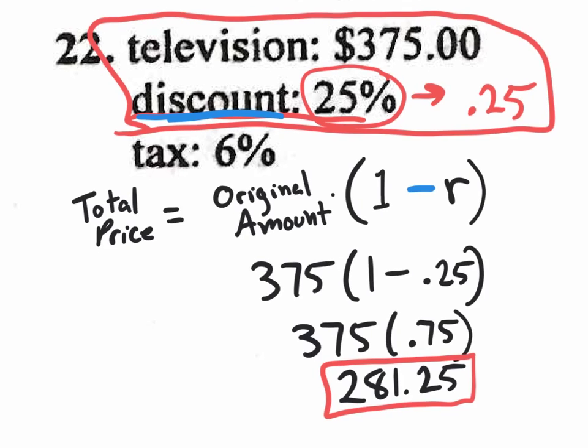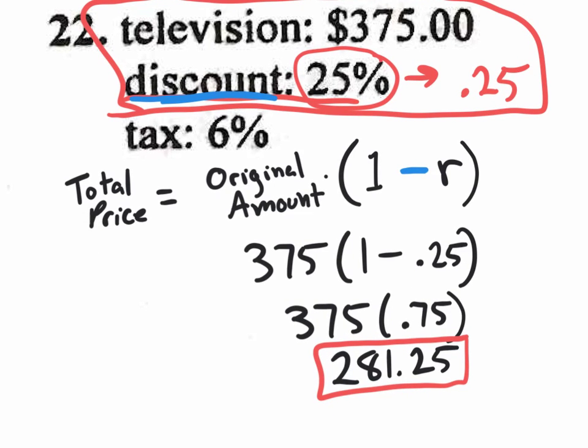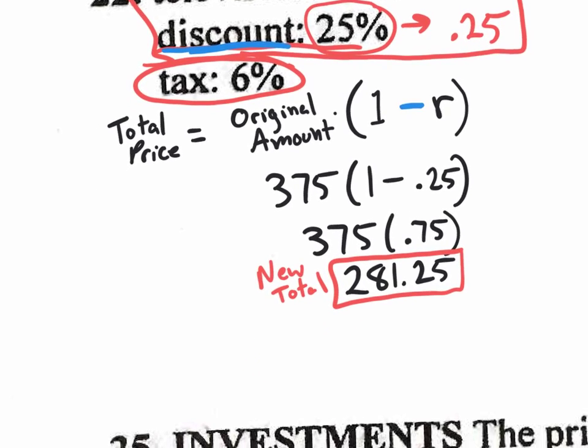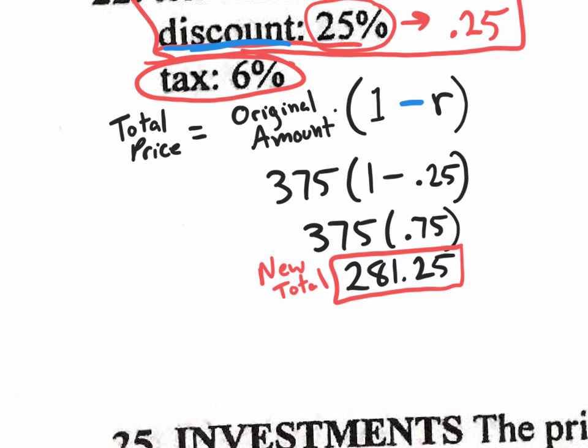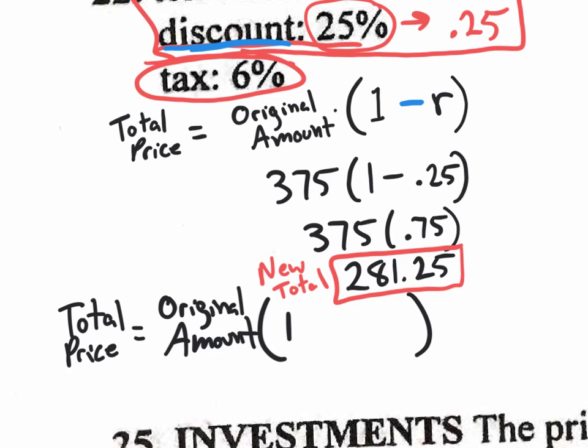So this is our new total price. Okay, but we need to calculate taxes. This last part, taxes is 6%. So is taxes going to make it increase or decrease? Increase. So once again, let's write down the notes. Total price equals the original amount, but this is now the new total. The new total goes right here in the original amount.